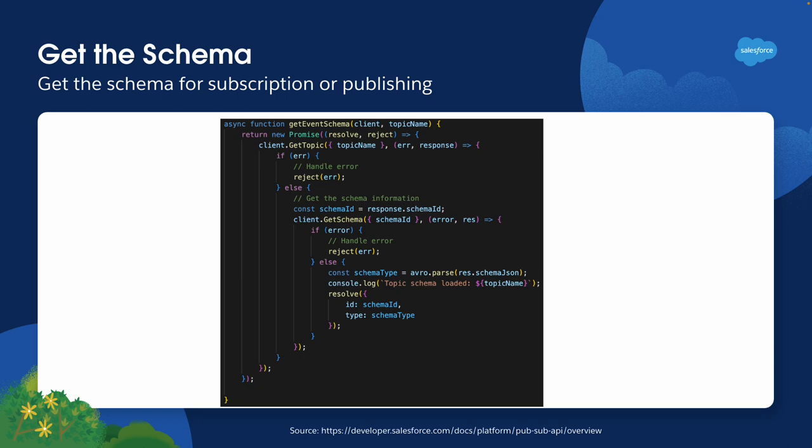Remember, down a couple of lines from the bottom, you'll see avro.parse. That's because, as I mentioned, the binary messages are encoded in the Apache Avro format. We need to use the Avro.js library to parse the schema so that we can actually use it.